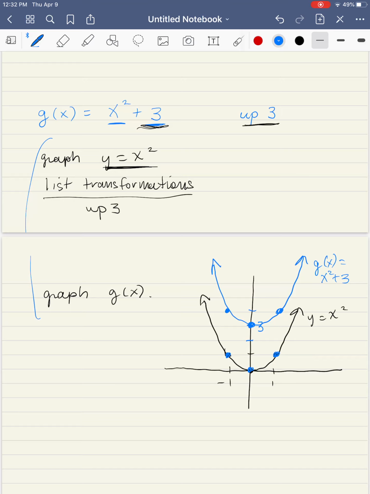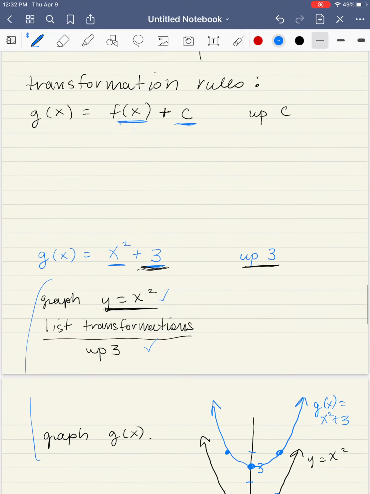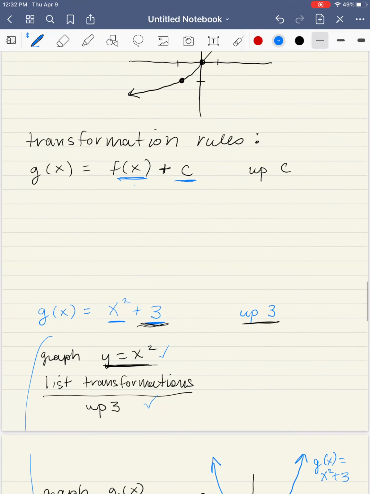We're going to use this method of graphing with transformations the rest of the semester. Think about or graph your basic function, list your transformations, and we'll see in a little bit that you can have more than one, and then graph your new function g of x. Let's look at another example.